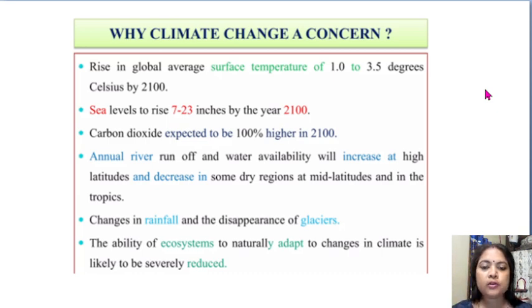Then annual river runoff and water availability will increase at high latitude and decrease in some dry regions at mid latitudes and in the tropics. Then there is change in rainfall and the disappearance of glaciers due to the increase in temperature, and the ability of ecosystems to naturally adapt to changes in climate is likely to be severely reduced. So we are discussing the problems that arise due to climate change, so we are in great concern.